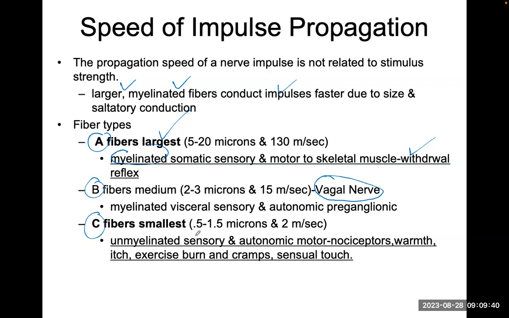The slowest are the C fibers. These are unmyelinated sensory and autonomic motor neurons. These are nociceptors. These are pain receptors, but not the acute type of pain. This is like, oh, it's warm outside, or having an itch, or when you exercise and you feel a burn or cramp in your muscles, or dealing with sensual type of touch. Those are C fibers. Look at the speed: you could see the A fibers are the fastest and the C fibers are the slowest.